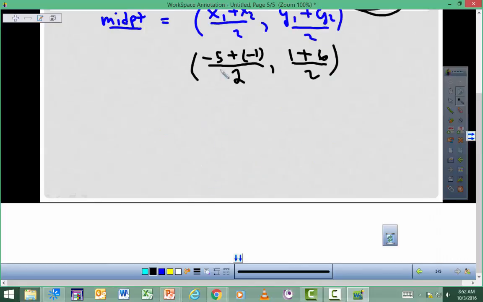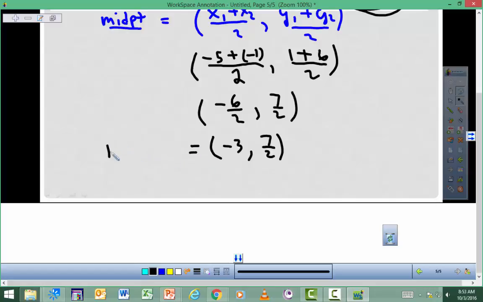And now my first step is done. I just put the numbers in wherever they go, and it's the second step that I try to simplify things. I recognize here that I'm adding 2 negative numbers, so this gives me negative 6 over 2, and this gives me 7 over 2. And then I recognize that this one simplifies further. That's simply equal to negative 3. And this, 7 halves. And so there's my midpoint right there. This is my midpoint.